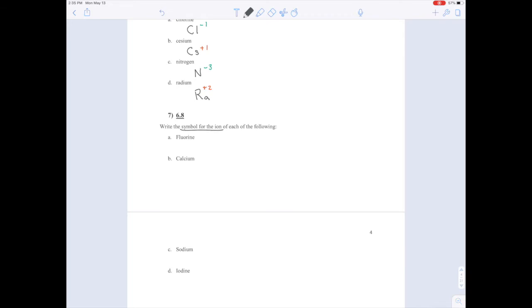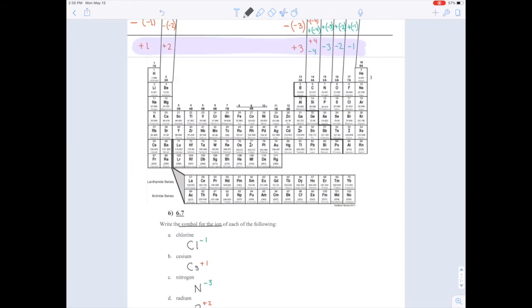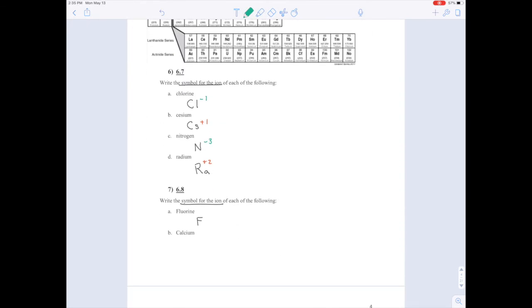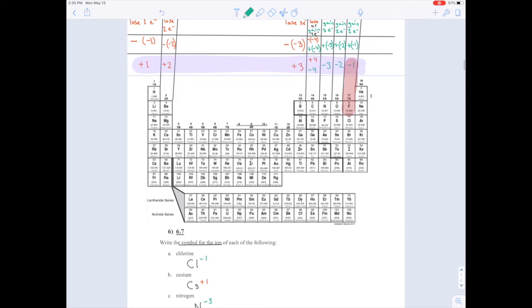So let's write the symbol for the ion, that's the atom when it has a charge, for fluorine. Fluorine is a capital F. You can see that it is in the top right in group 7A, so it has a -1 charge. So we can write -1 as the charge in the top right. The charge is always written in the top right of fluorine. And that's the symbol for a fluorine ion.